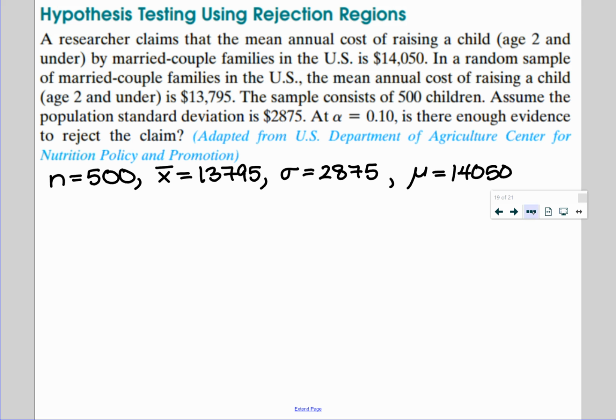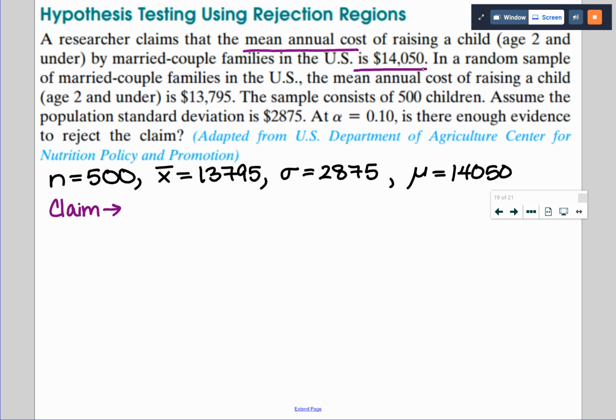Okay, let's write the null and the alternative hypothesis starting with the claim. The claim is that the mean annual cost for raising a child is $14,050. So is that going to be the null or the alternative? It's going to be the null this time because it's going to have my statement of equality, 14,050, which means the alternative will be that it is not 14,050.